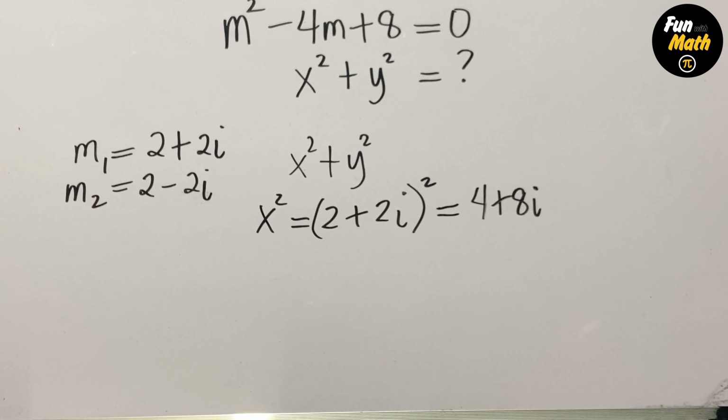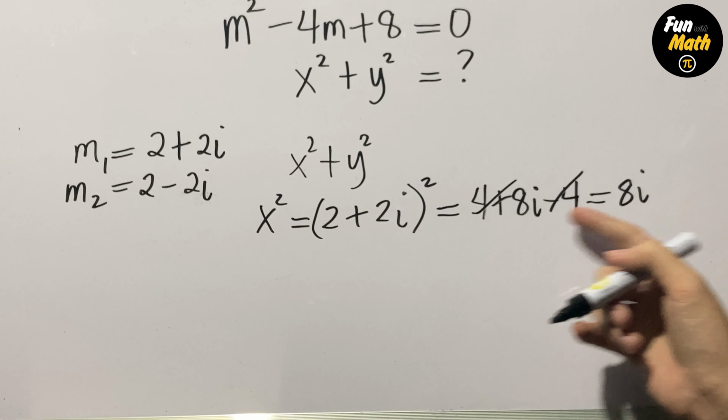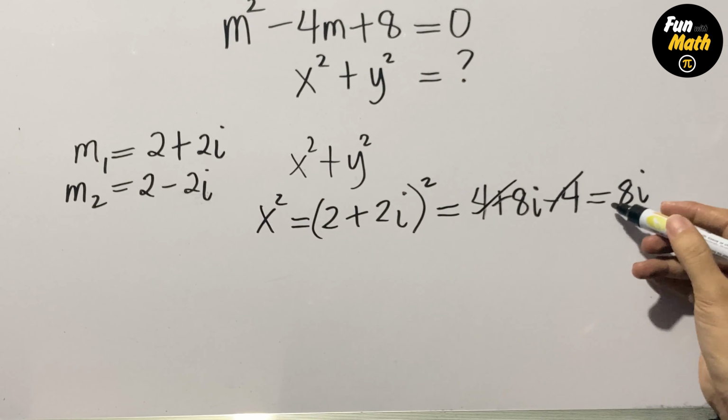And then 2i squared, that is 4, times the value of i squared, which is -1, that is equal to -4. So we have 4 plus 8i minus 4. This will be cancelled. So we have remaining 8i. So the value of x squared is equal to 8i.